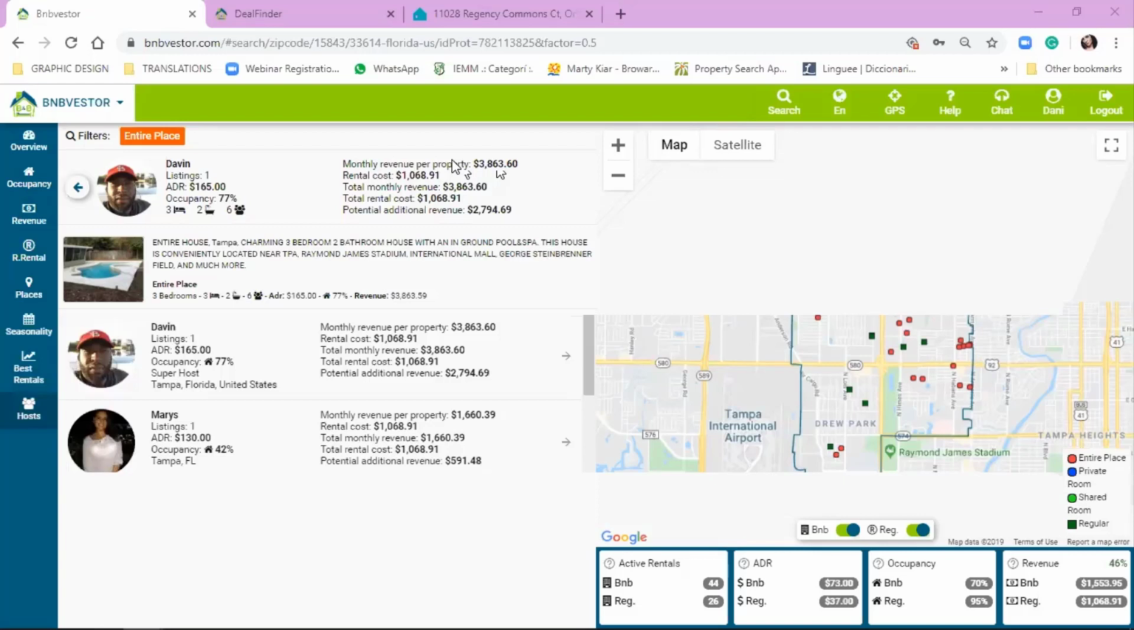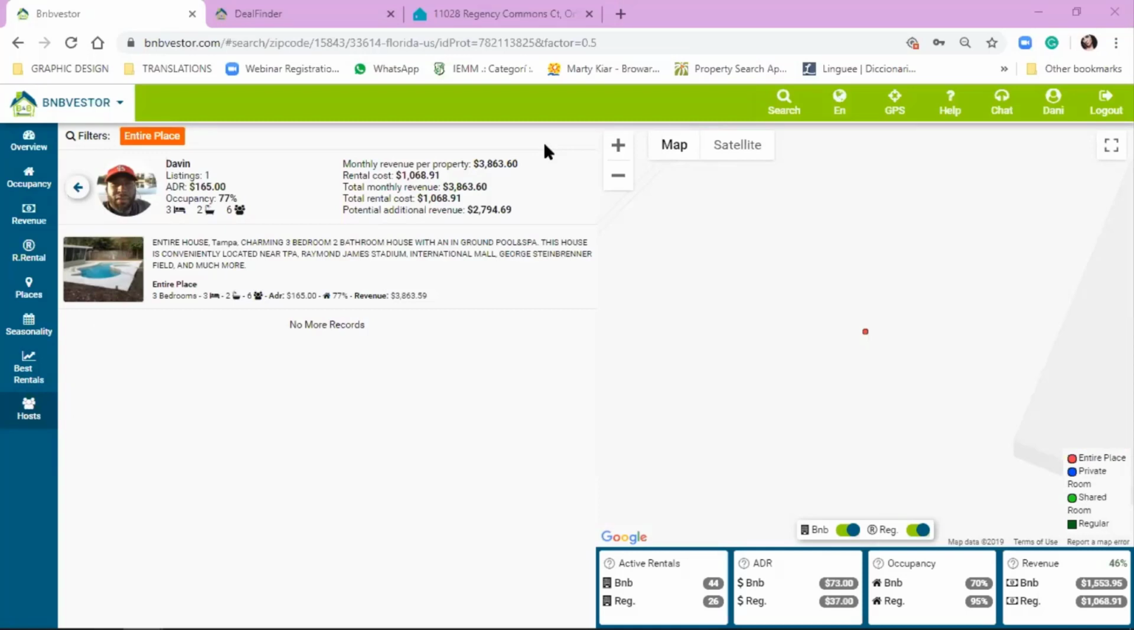Then he has a total revenue of the same because, of course, it's one property. The rental cost, the same as well. And then if we subtract this, it's going to give us a potential additional revenue of 2,794. This was a fantastic example because I'm not showing you companies or hosts that have multi-listings.